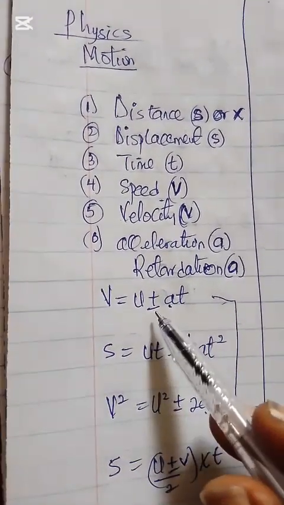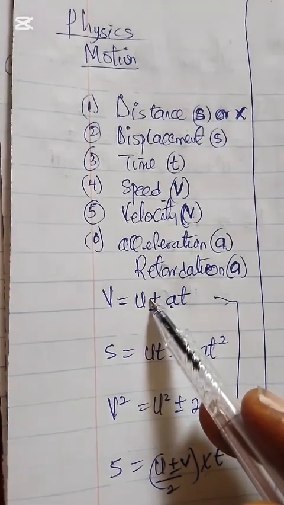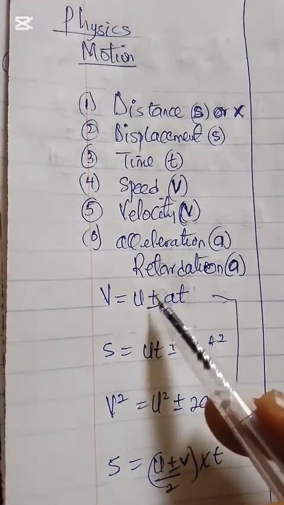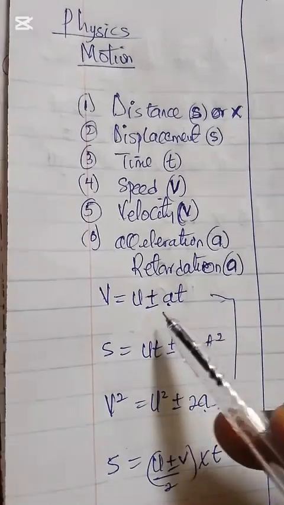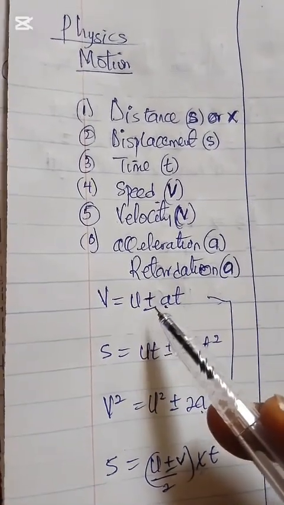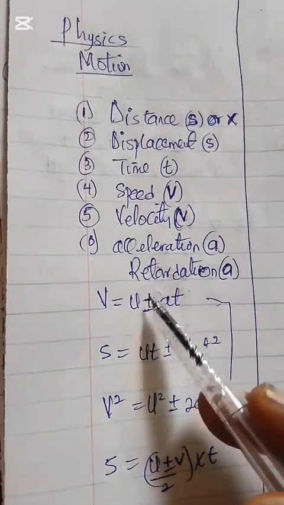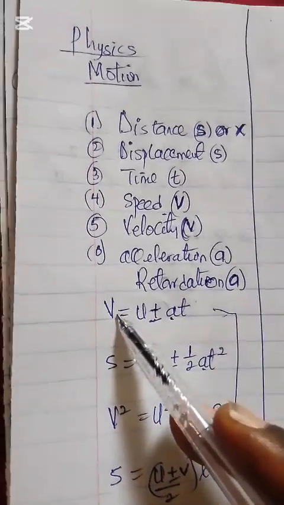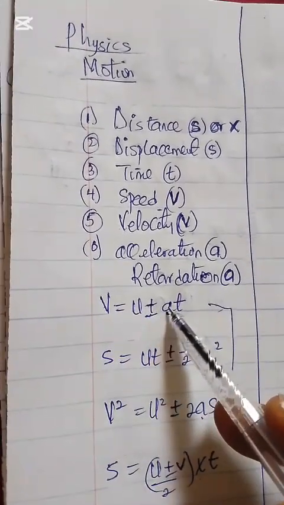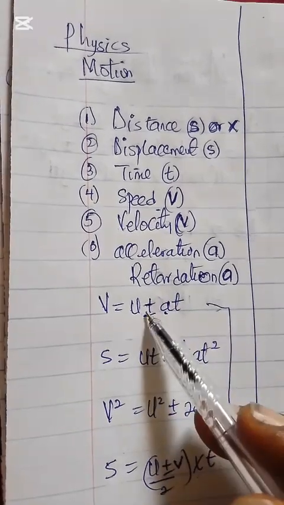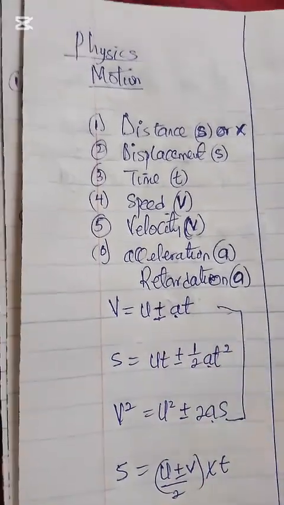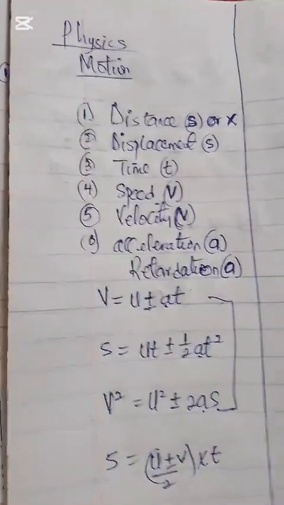So how do you use this equation? Whenever an object is increasing its speed or velocity, use plus. But if the velocity of the object is decreasing, use minus. So if an object is increasing its speed, you can say v equal to u plus at. That's for acceleration. But if it is retardation, change the plus to minus and solve your equation. Just as simple as that.